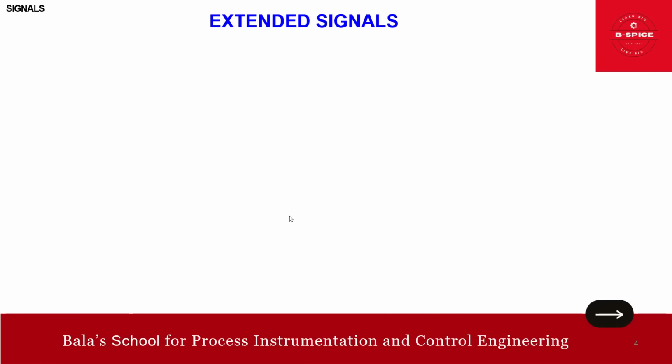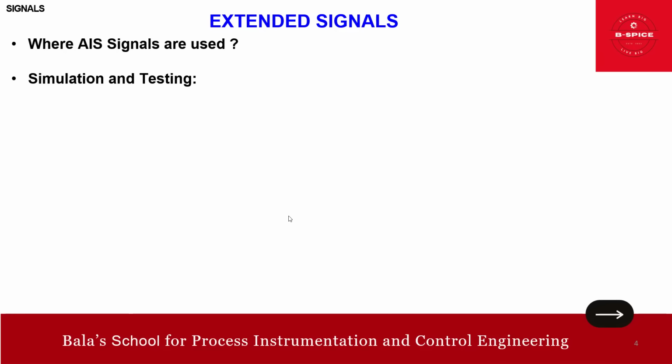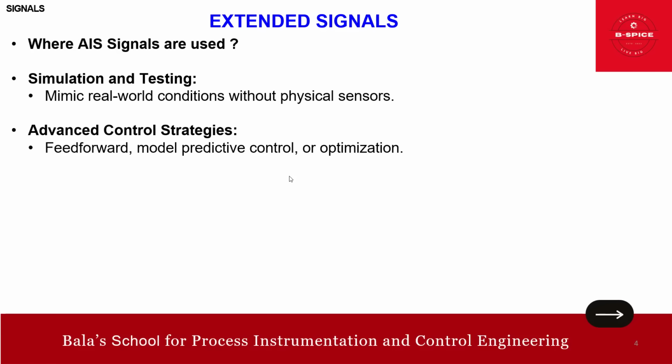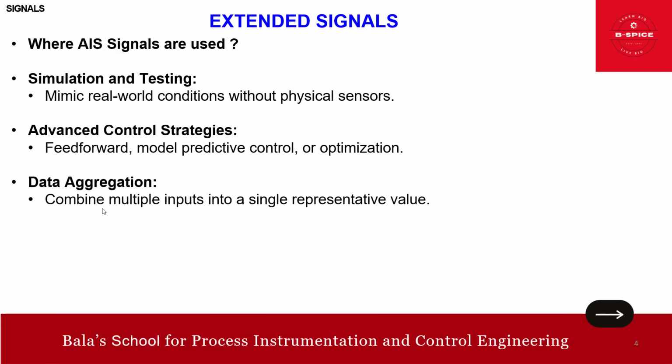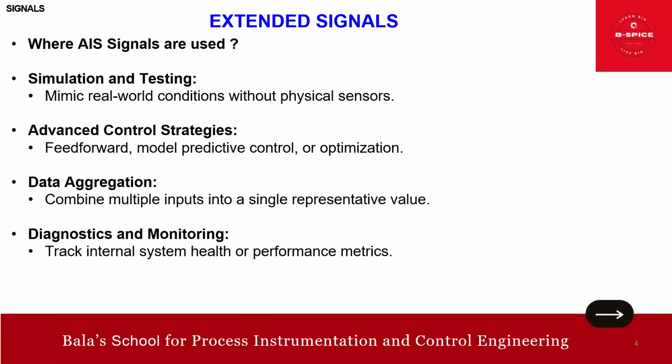So you may have a question where these signals are used practically, right? Yes, of course: simulation and testing, to mimic real-world conditions without the physical sensor; used in advanced control strategies such as feed forward, model predictive control or optimization; and of course for data aggregation, combining multiple inputs into a single representative value; and also used in diagnostics and monitoring to track internal system health or performance metrics. This is about the analog input soft.